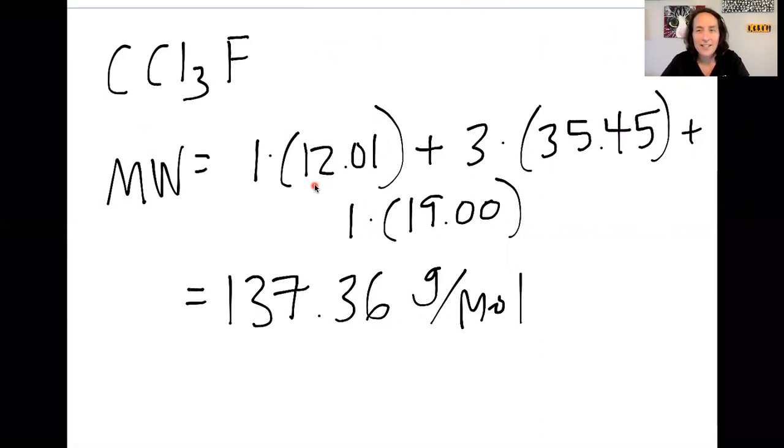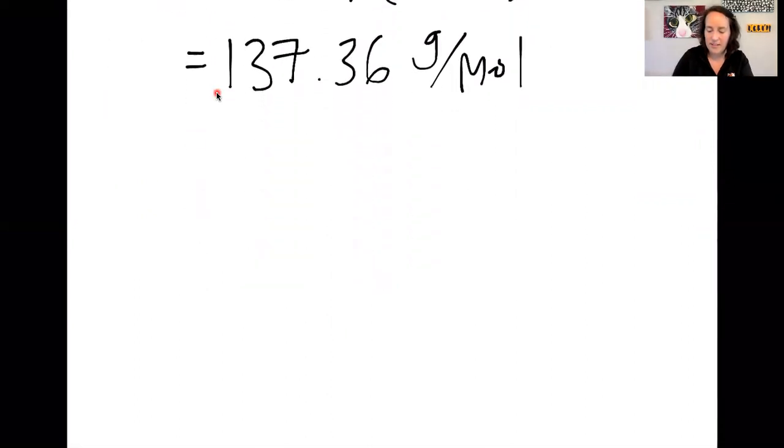But what about mass percent? So when we refer to mass percent, we're talking about the percentage of one of the atoms in that molecule over the total mass. So we can find, for this example for Freon 11, let's move it down here a little bit.